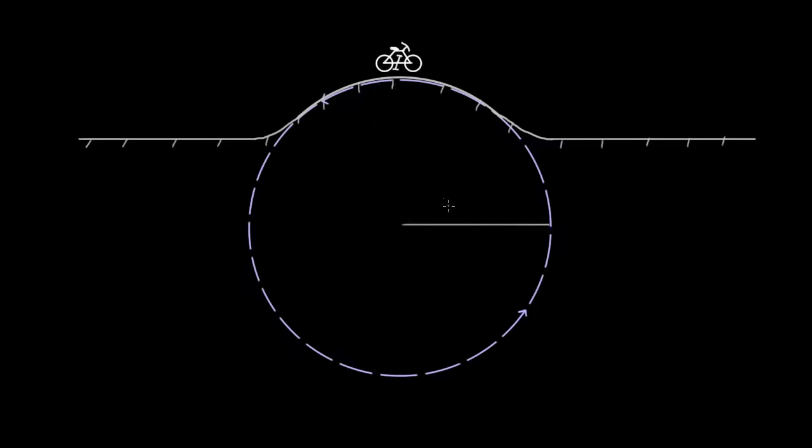So let's put some numbers in here. Let's say the radius of this hill was 8 meters. Let's say the mass of you and your bike together are about 100 kilograms. And let's say you're riding over this hill at 6 meters per second. And let's say I asked you, what's the size of the normal force exerted on you and your bike as you ride over the crest of this hill at 6 meters per second?